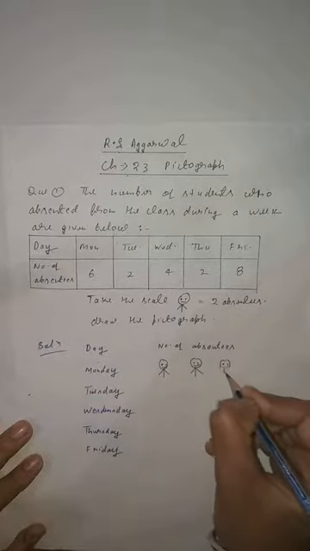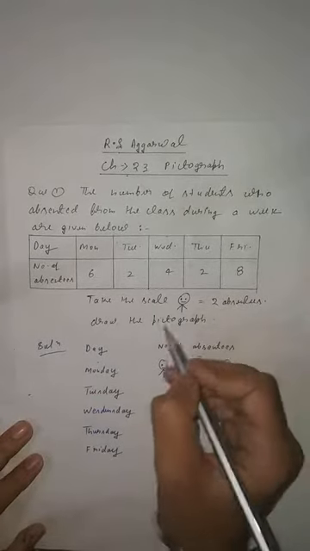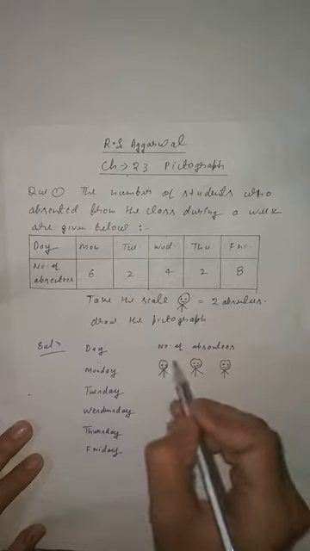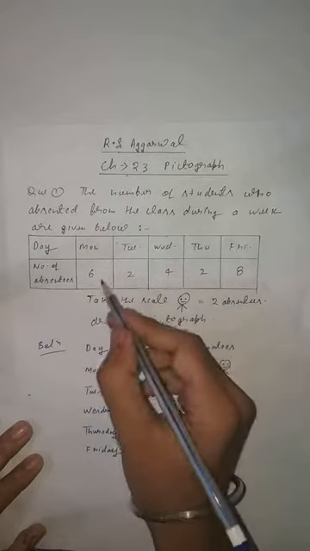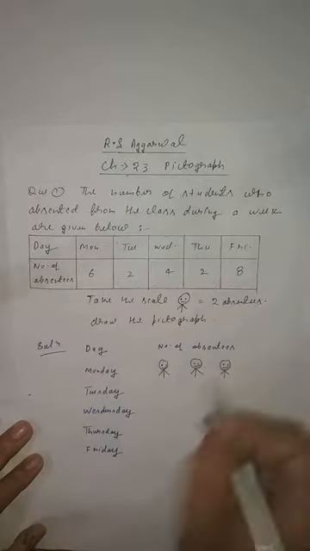Why am I drawing only 3? Because you know that 1 student represents 2 absentees. So for 6 you have to draw 3, right? 6 students on Monday, so 2 plus 2 plus 2, total 6.